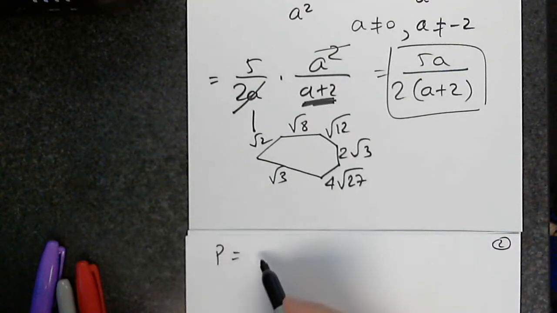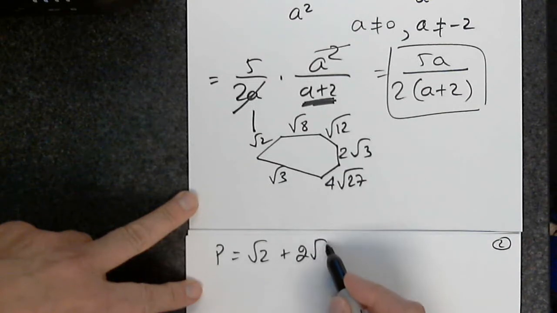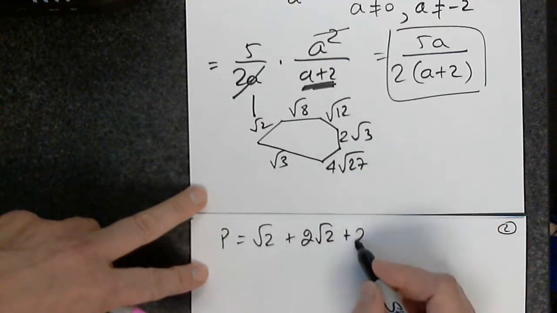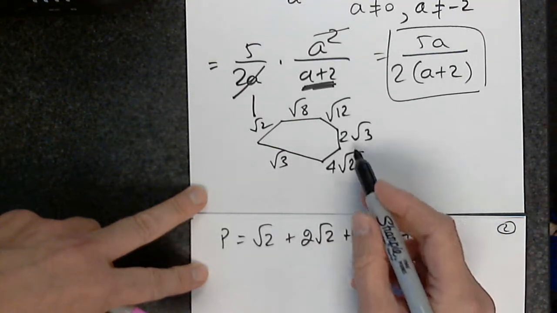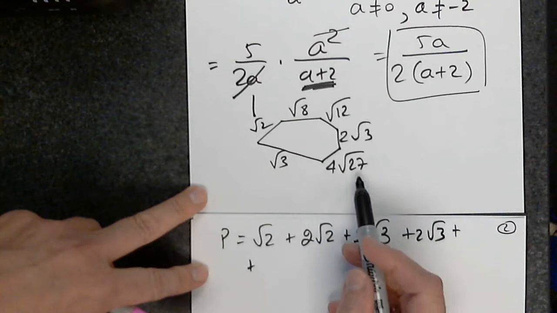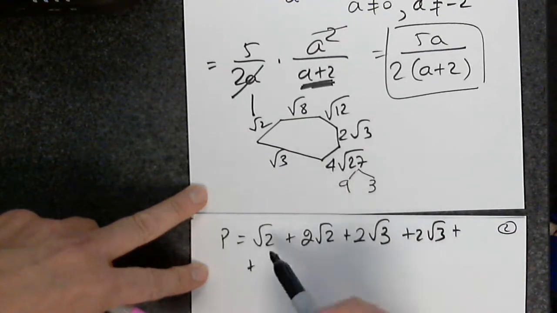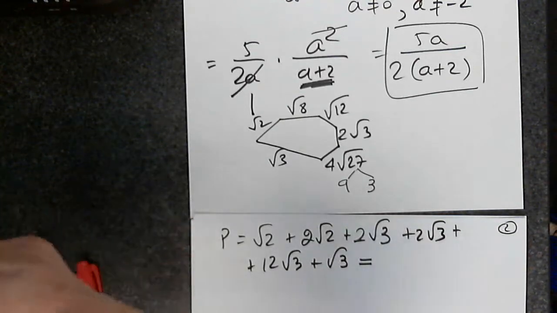So the perimeter will be the square root of 2 plus, instead of 8, I write 2 the square root of 2. Instead of the square root of 12, I write 2 the square root of 3. And then plus 2 the square root of 3. And plus, this is 9 and 3. The square root of 9 is 3 times 4. 12 the square root of 3 plus the square root of 3.